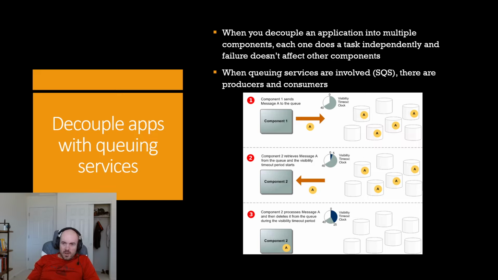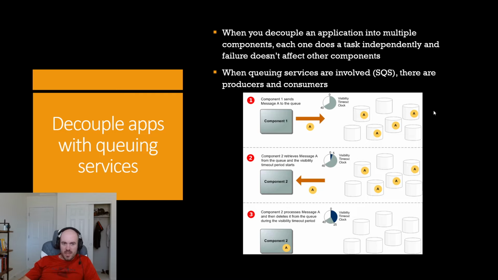So when you decouple an application into multiple components, each one is going to do a task independently, and a failure is not going to affect other components, okay? When queuing services are involved, like SQS, there are producers and consumers.